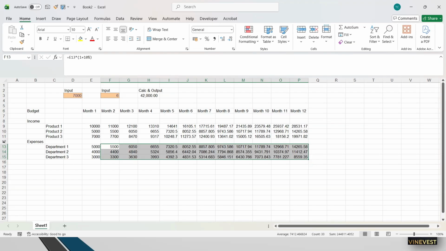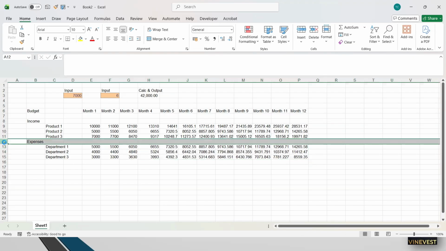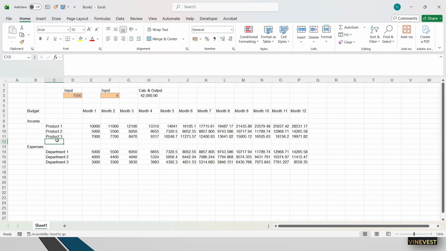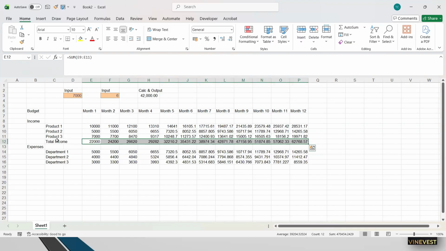So one thing is, let's see. Since we have income here, let's see what the total income is. I can just do Alt equals to get this sum. Do you know that formula? Alt equals sign, Control R. Do you know it? No, okay, don't worry, you start learning it.